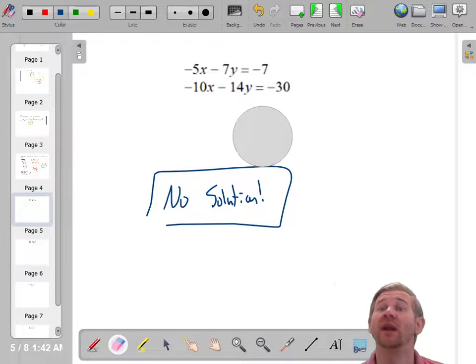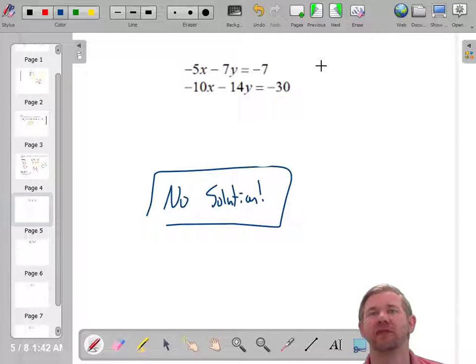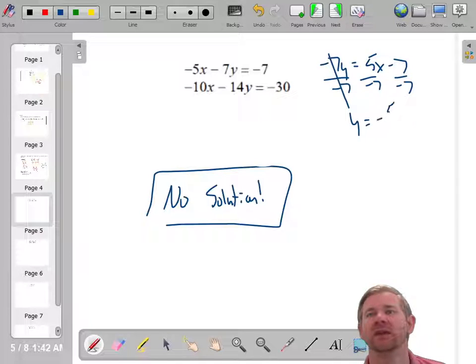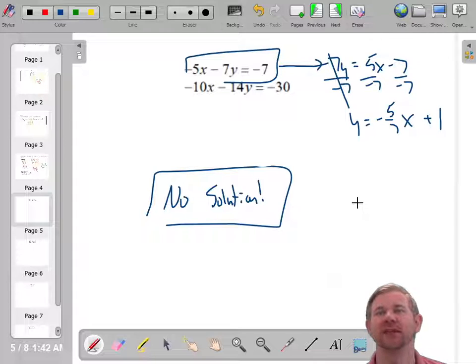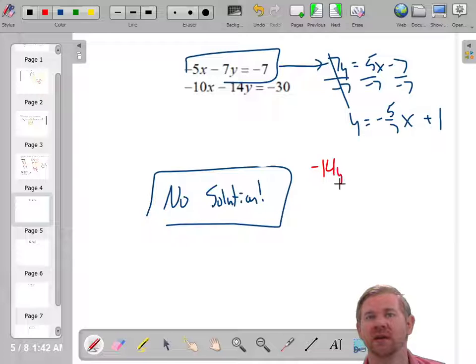And if you really want to get convinced, solve them both for y. I'm going to do this quick. I'm going to add 5x and then divide by negative 7. So negative 5 over 7x plus 1. If you convert this one to slope-intercept, you get that. I'll do the same thing with the other one. Again, I'm going to do this pretty quick. Add 10x to both sides, 10x minus 30, and then divide by negative 14.